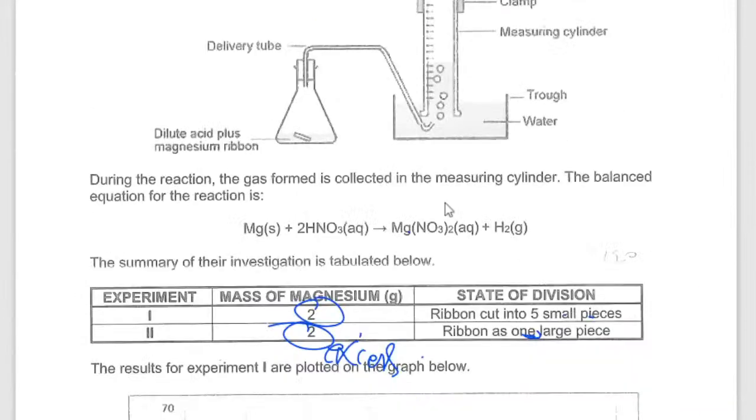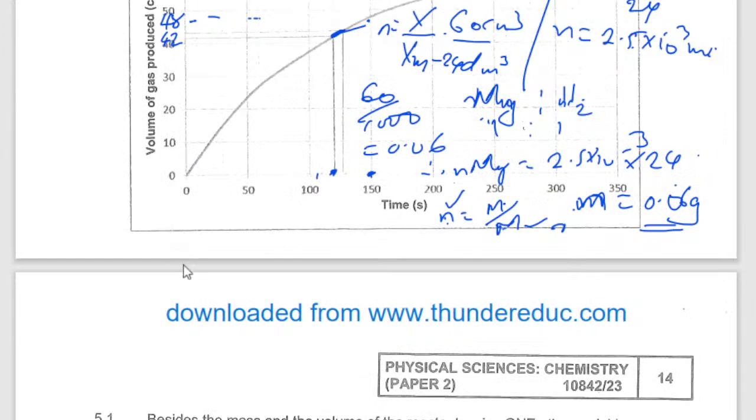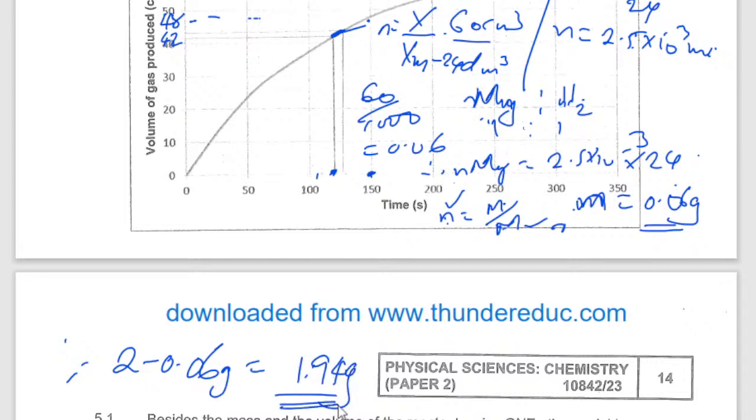If you come here, because they said that it was in excess, we started with the 2. So it means that what I used, when you subtract it, I'm going to say that the magnesium used is going to be 2 minus 0.06 grams. So it gives me 1.94 grams of magnesium. So this is 1.94 grams of magnesium that was left.